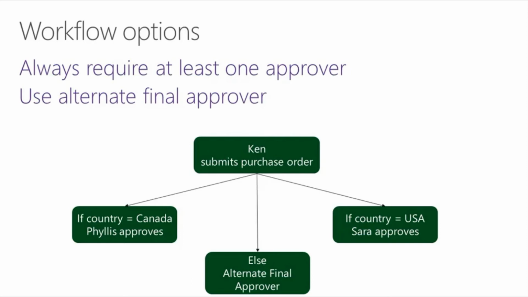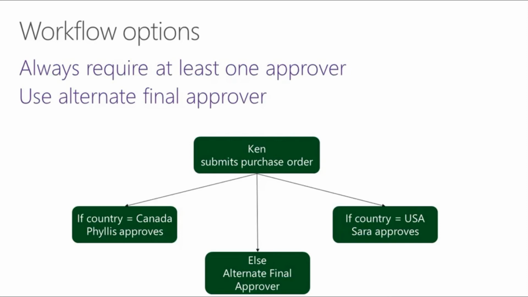So if a purchase order was entered for Mexico, it doesn't qualify for either one of the two steps that we see here, Canada or the U.S. So what happens to it? Well, if you want someone to approve that, then you would want to have that option to always require at least one approver, because that way someone will get the approval for this requisition or purchase order that's been entered.